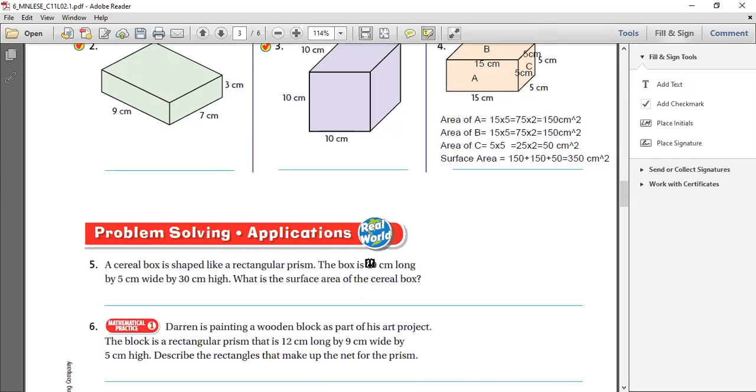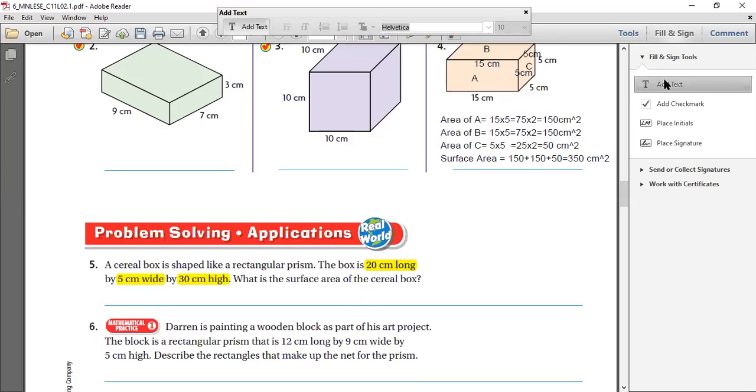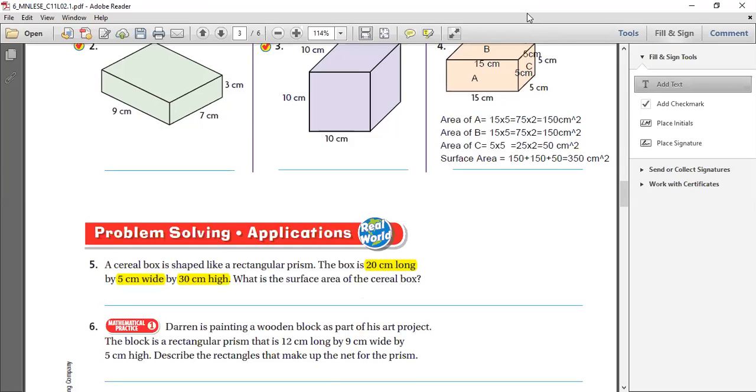The box is 20 centimeters long, 5 centimeters wide, and 30 centimeters high. Okay, so the length is 20, width is 5, height is 30. Now I want you to do something. I want you to draw this box with me, and I want you to show the box for me. You can name your box any name you want to, cereal box. So you will draw it with me now.